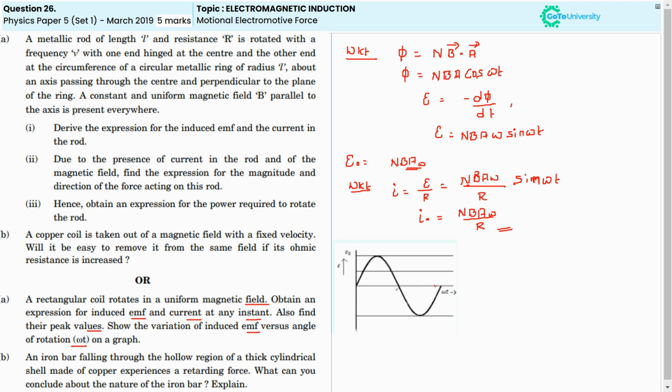And second part, an iron bar falling through the hollow region of a thick cylinder shell made up of copper experiences a retarding force. What can you conclude about the nature of the iron bar? Explain. The bar is a magnetic bar because of Lenz's law: the induced EMF or current opposes its cause. The bar is magnetic.